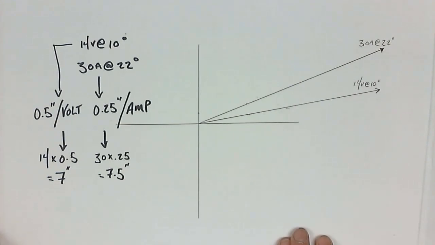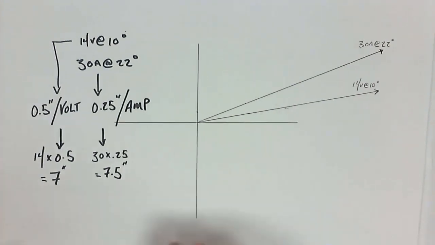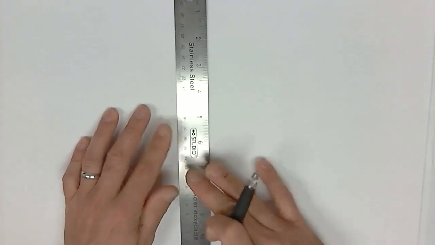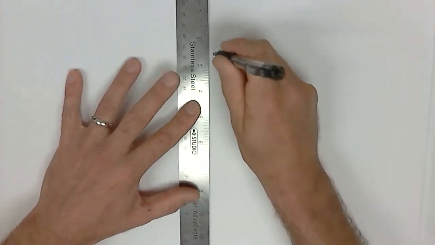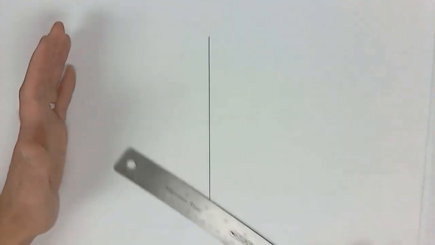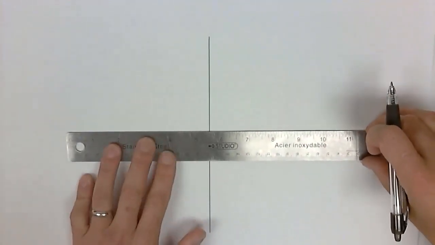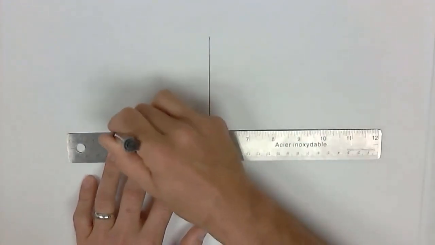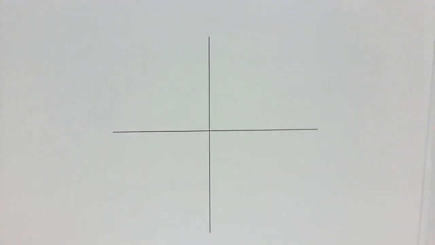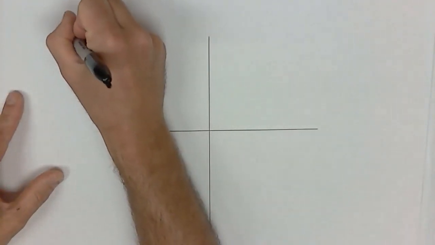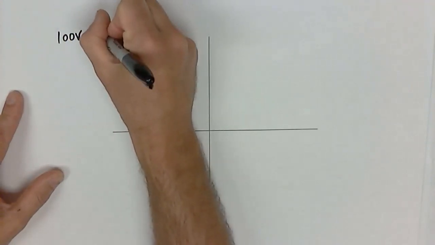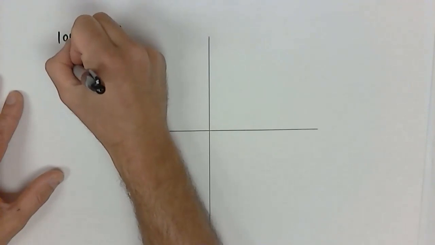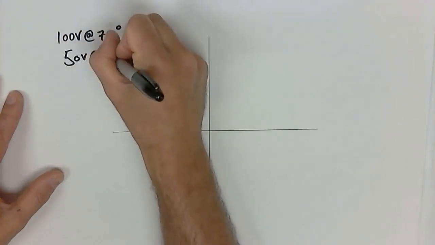But wait, there's more. Yes, just when you thought it was over, there is yet more excitement that we can do when it comes to accurate phasors. Let's sketch another one. This time I'm going to use metric. There we go. And here's my horizontal. What I want to sketch is 100 volts at 70 degrees and 50 volts at 20 degrees.